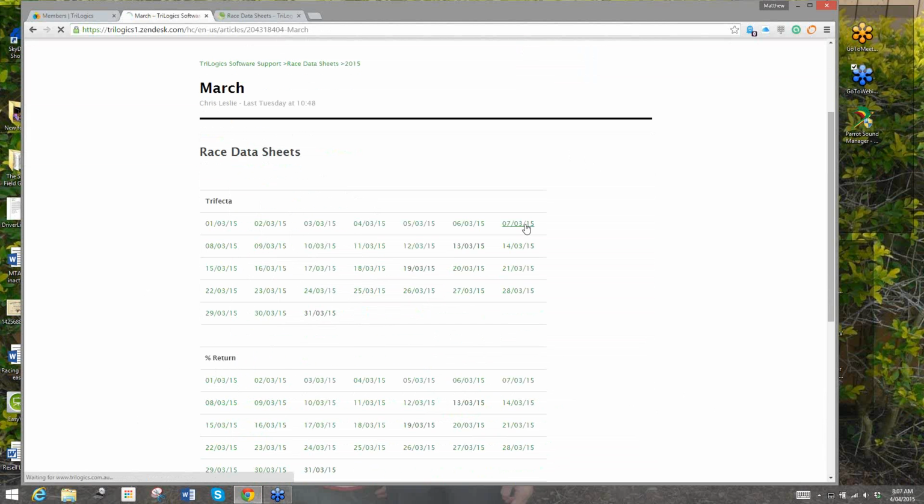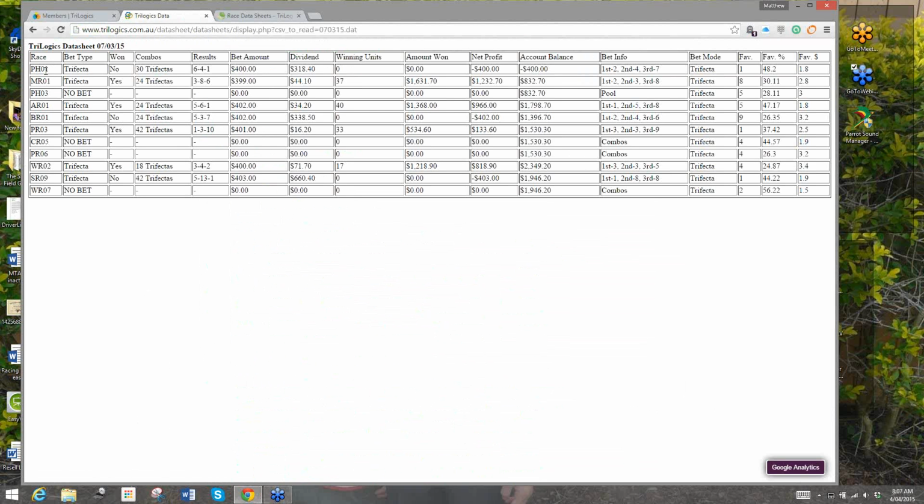If I click on, just for example, the 7th, it'll bring up the actual race data sheet. So you can see all the races we've selected. The reason we haven't put in every race we haven't bet on is that there'd be a huge long list, but we have got in here no bet, and the reason might be something to take notice of. So the pool or the combos. You might have had to add extra combos when selecting a trifecta, and people talk about that later on. You can see that this day in particular started off with a loss and then turned around to a pretty good profitable day. Okay, so that's really what I wanted to talk about.